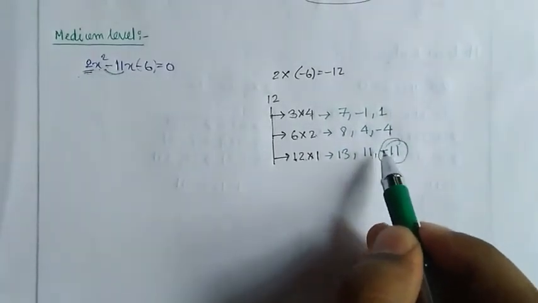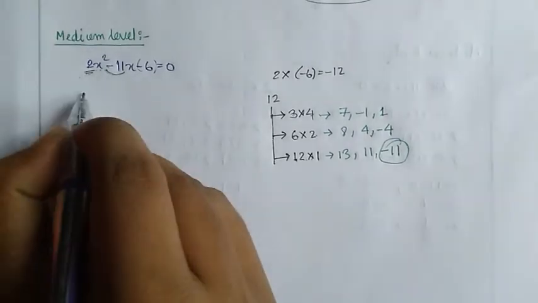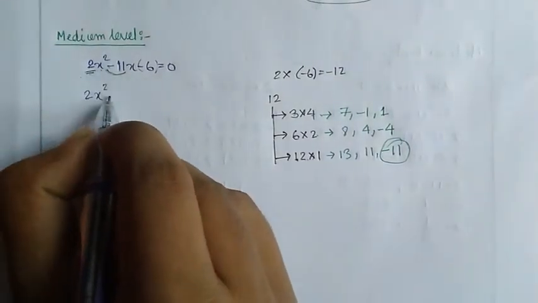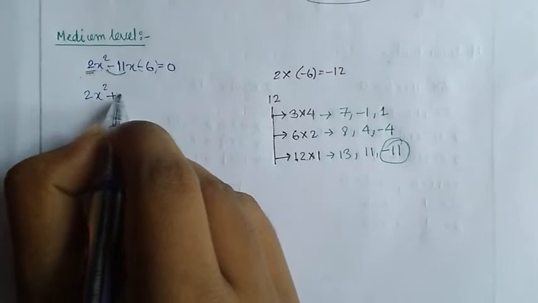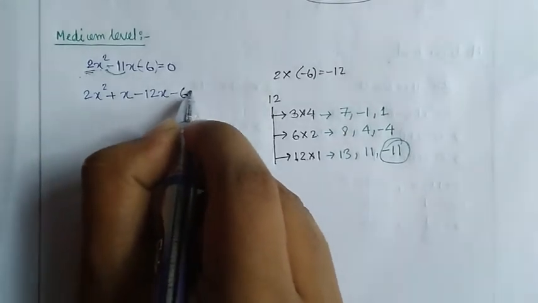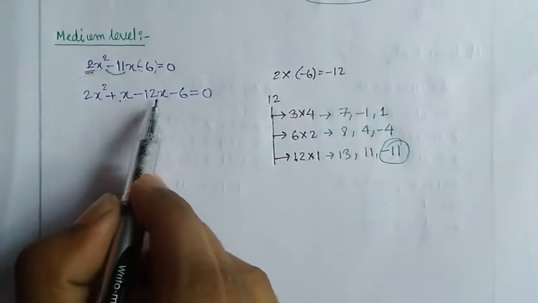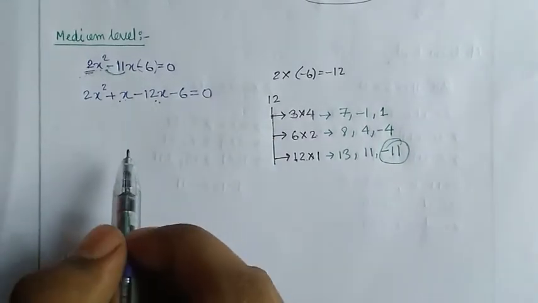That is here. So how do we rewrite the equation? We write it as 2x square plus x minus 12x minus 6 equal to 0. Now you can write 12x here and x here. That doesn't change the solution.